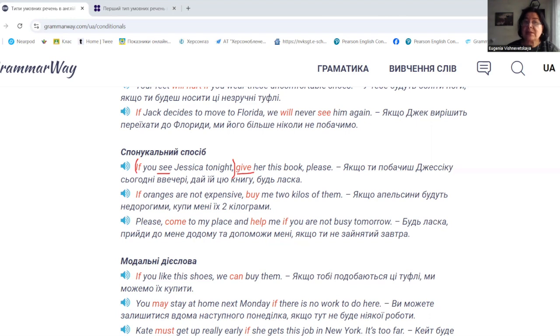If oranges are not expensive, buy me 2 kilos of them. In the if clause, we use present simple, are not, right? And in the main clause, instead of will, we use just imperative, buy me. Okay?